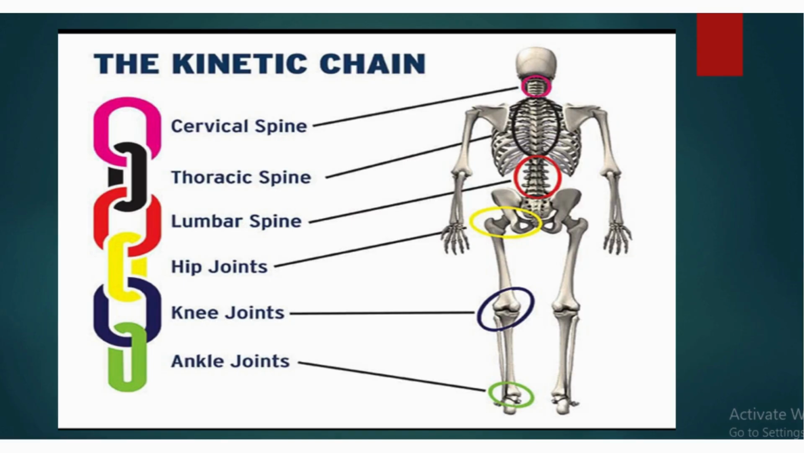So this picture describes the kinetic chain, which depends on the different joints. The upper one is the cervical spine, which connects with the thoracic spine, and then the lumbar spine, hip joints, knee joints, and the ankle joints. These are the kinetic chain.